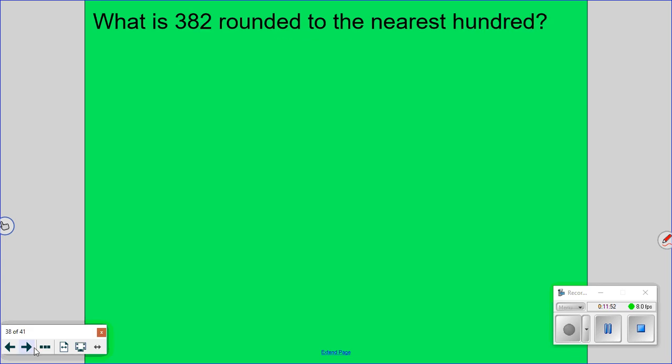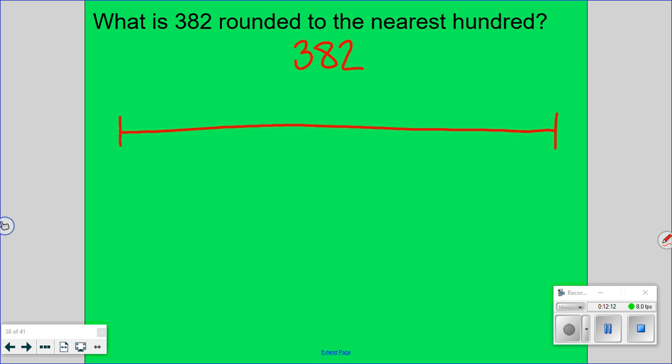Another one. Little trickier. What is 382 rounded to the nearest 100? We still need to write the number, 382. We still need a number line.